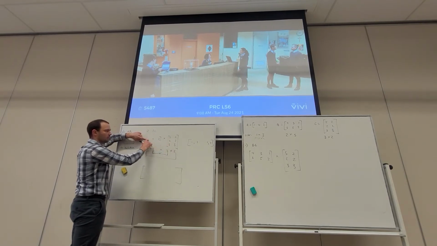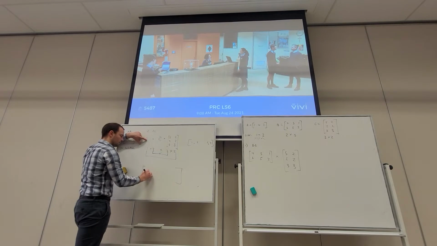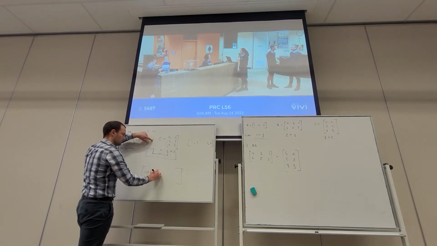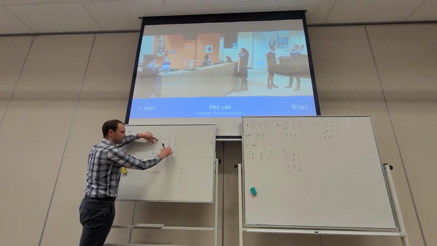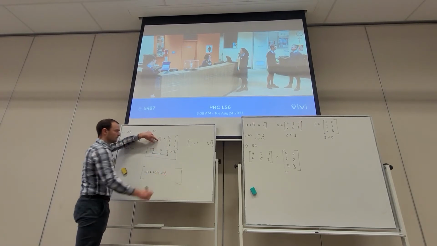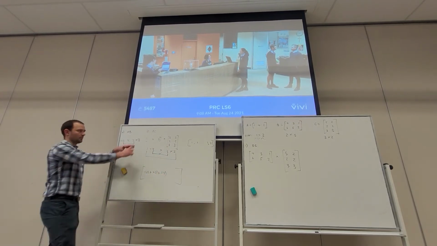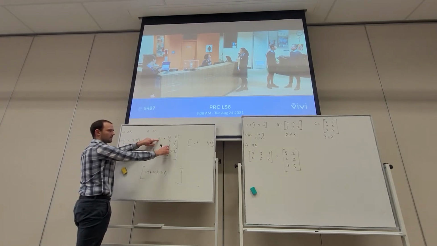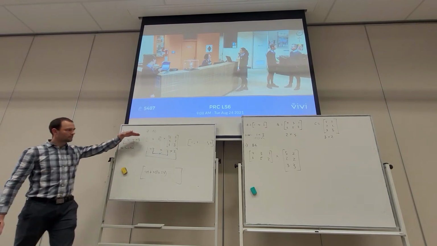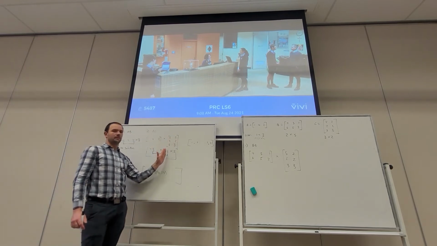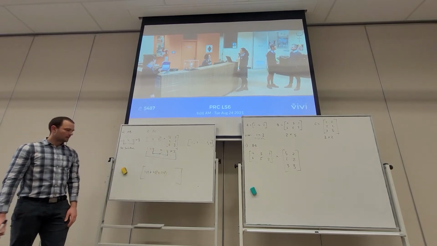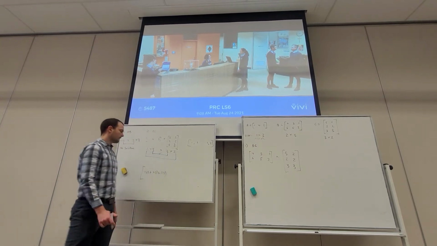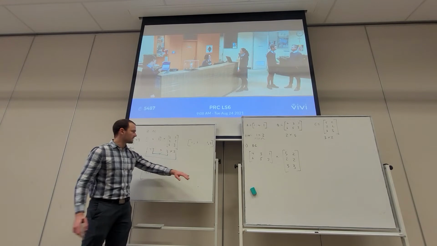So watch this. We're going to go 1 times 5 plus 4 times 2 plus 2 times 3. I'm doing the first element times the first element, the second element times the second element, and the third element times the third element. All of the first row times all of the first column. I'm going to make this a bit bigger. So that's our first element, then we're on to our second element.